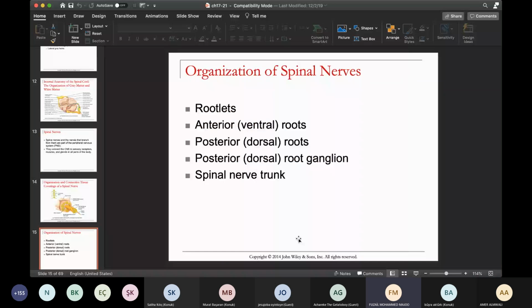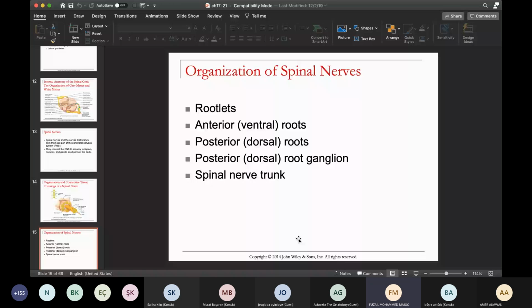So the anterior and posterior roots on each side of the spinal cord correspond to one developmental segment, or again, one level of the body. As the sensory posterior root and motor anterior root project laterally from the spinal cord, they come together to form a mixed nerve, and we call that the spinal nerve trunk.